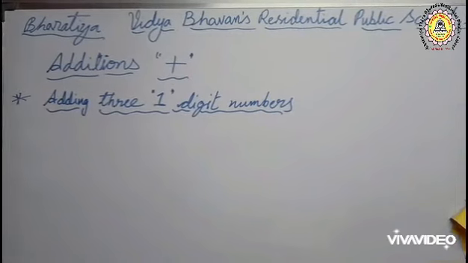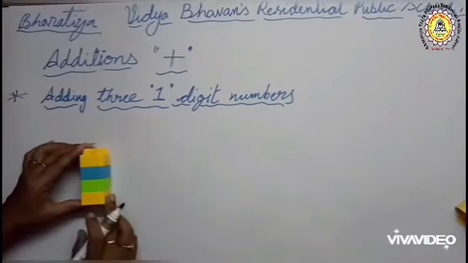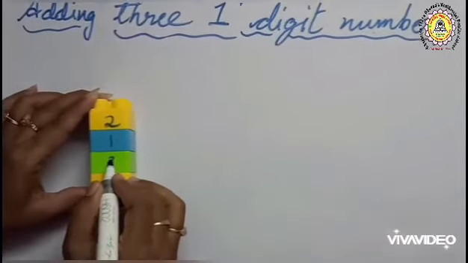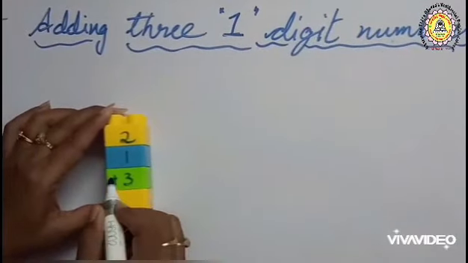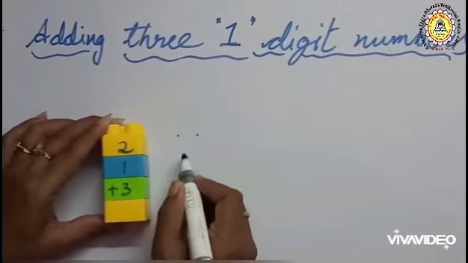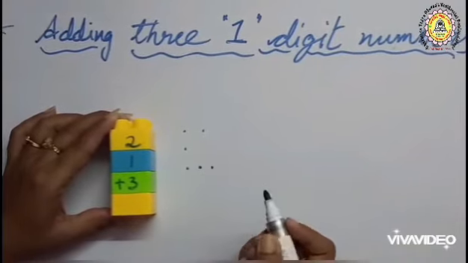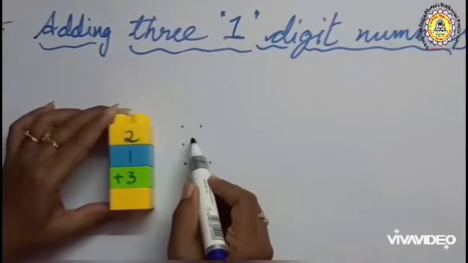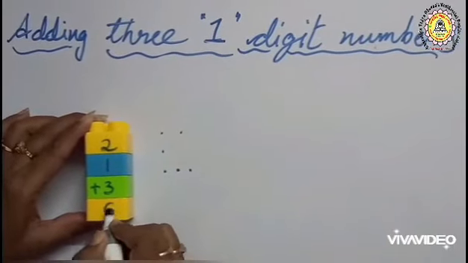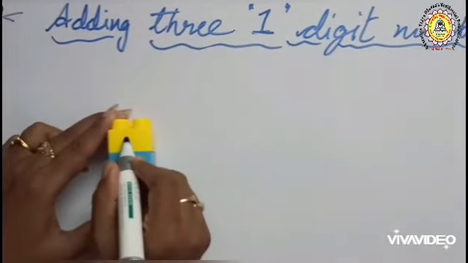Now let us learn how to add 3 one-digit numbers. 2 plus 1 plus 3. Now see how to add, children. Here 2 is given. Put 2 dots, and for 1 put 1 dot, and for 3 put 3 dots. Now let us count together. 1, 2, 3, 4, 5, 6. What is the answer, children? 6 is the answer.